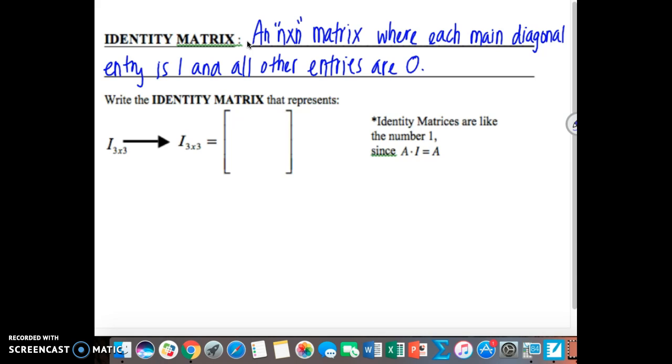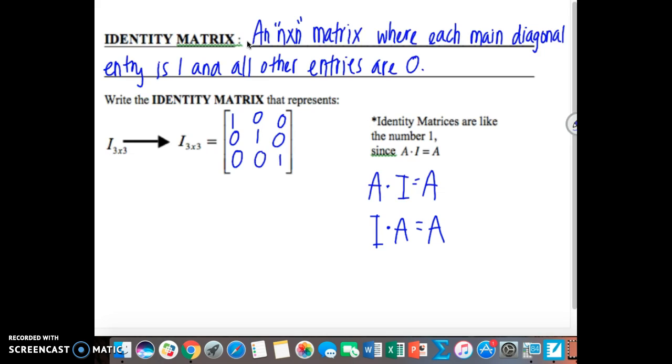So the identity matrix for a 3 by 3 matrix has a 1 in the diagonal and zeros in all of the other spots. So this is the identity matrix for a 3 by 3 matrix. The identity matrices are like the number 1, since A times 1 equals A. So we know that any matrix A times the identity matrix I is equal to A, as well as the identity matrix times any matrix A is equal to A.